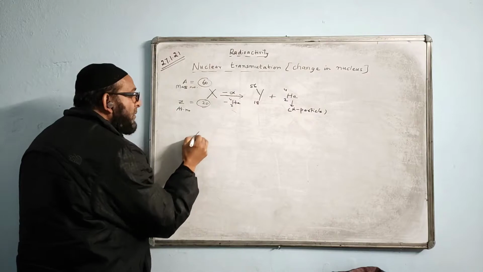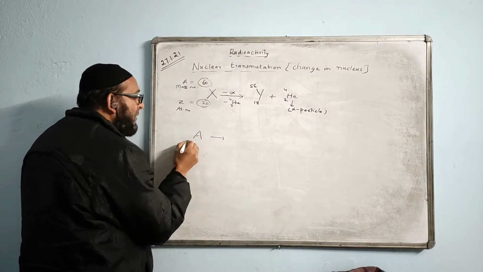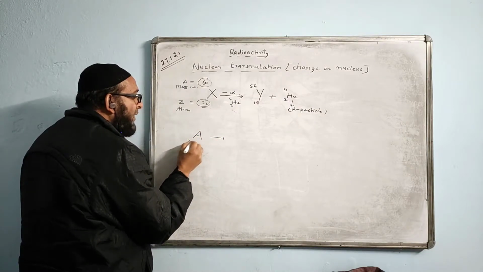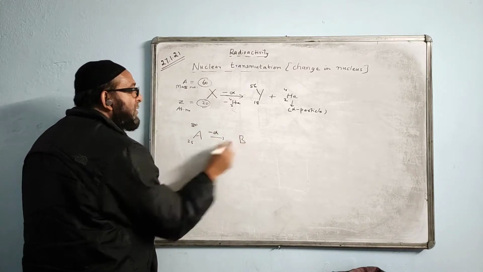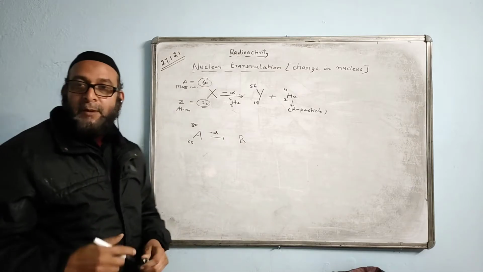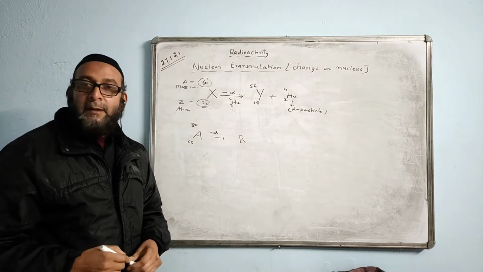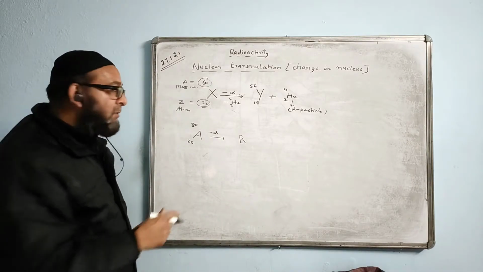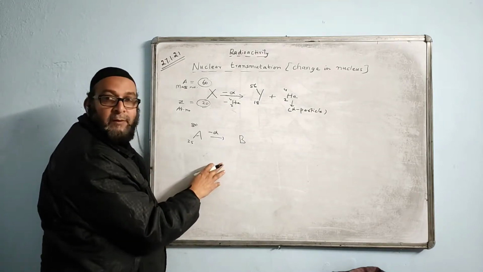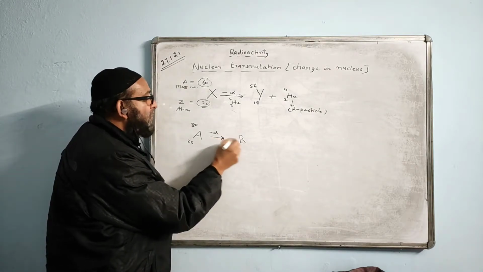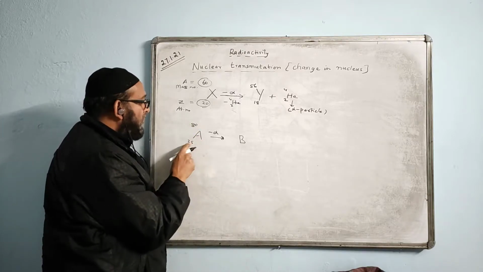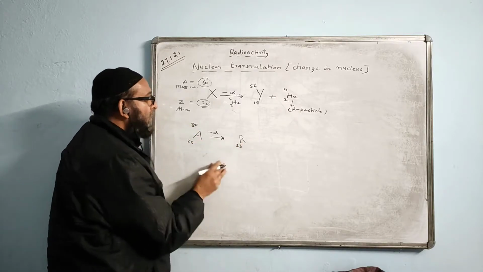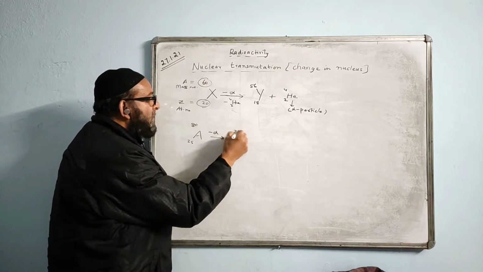Similarly, I give another example. Suppose A has the composition 25 and 80, minus alpha, and nucleus A is changing into nucleus B. What is the composition of the nucleus B? Tell me directly now. Minus 2 and minus 4 you will do. 25 minus 2 becomes 23, and 80 minus 4 will become 76.